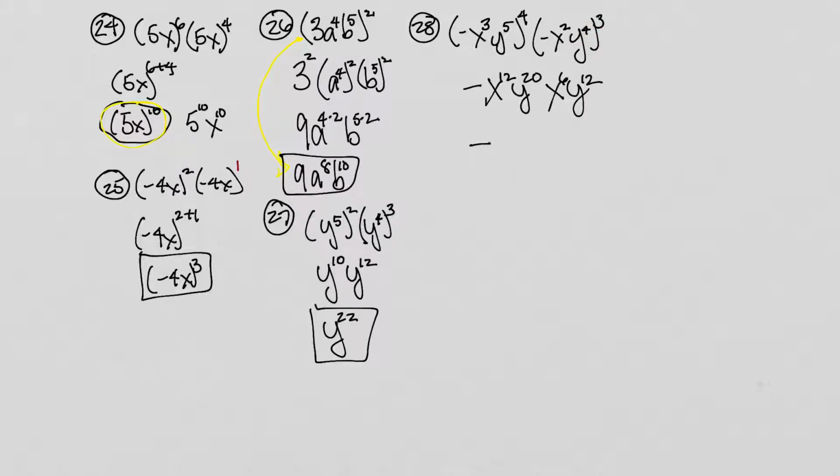Now I've got x to the 12 times x to the 6, right? Two powers with the same base. This is all a multiplication. The order doesn't matter. X is the base, x is the base. I'm multiplying, I'm going to add these exponents. So I'm going to write it this time, 12 plus 6, and then y to the what? 20 plus 12. So we'll get negative x to the 18, y to the 32.